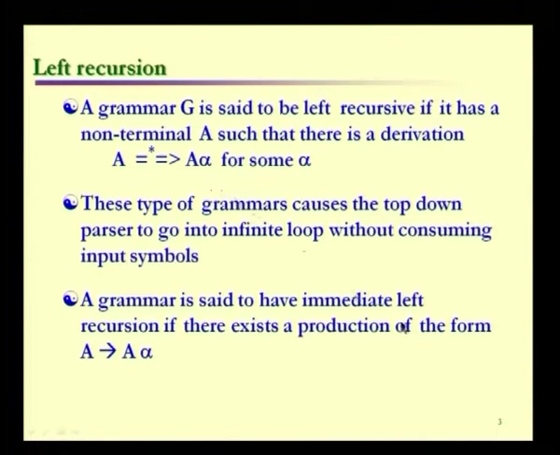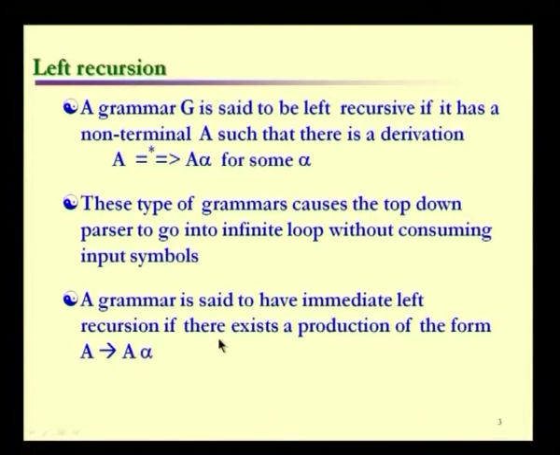So, if it is directly available, we will call it immediate left recursion, where instead of expecting a derivation of the form A derives A alpha in some number of steps, it is enough to have a production of the form A derives A alpha. So, that is also possible. So, here if we have a production A derives A alpha, immediately we can say that there exists an immediate left recursion, because the right hand side of the production for A starts with A itself. So, this is called an immediate left recursion.